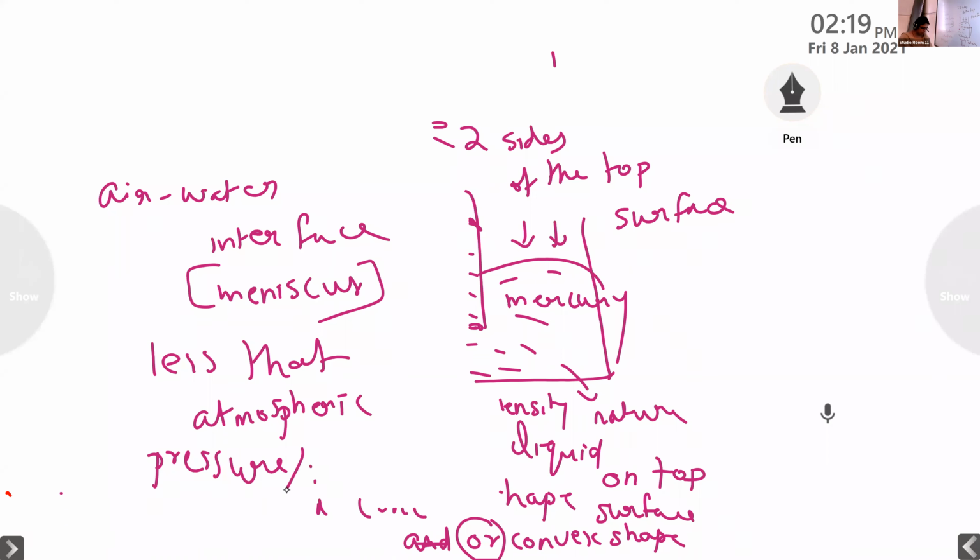Pressure of the water inside the tube at the air-water interface is less than the atmospheric pressure, while in mercury the interior pressure is greater than atmospheric pressure.